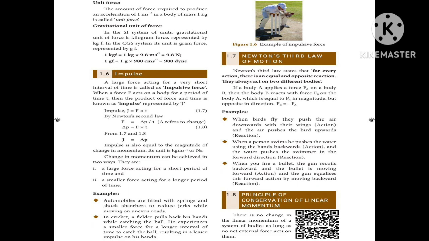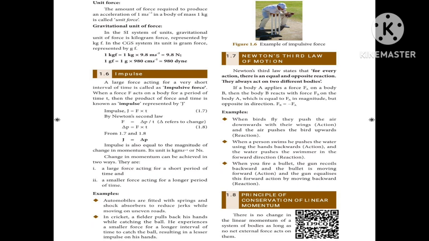Newton's third law of motion. Newton's third law states that for every action, there is an equal and opposite reaction. They always act on two different bodies. If a body A applies a force Fa on a body B, then the body B reacts with force Fb on the body A, which is equal to Fa in magnitude but opposite in direction. Fb equals minus Fa. Examples: when birds fly, they push the air downwards with their wings and the air pushes the bird upwards. When a person swims, he pushes the water backwards using the hands (action), and the water pushes the swimmer in the forward direction (reaction). When you fire a bullet, the bullet moves forward (action), and the gun recoils backward (reaction), equalizing this forward action.